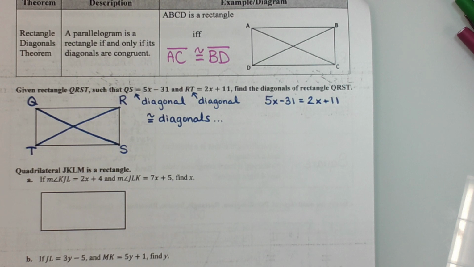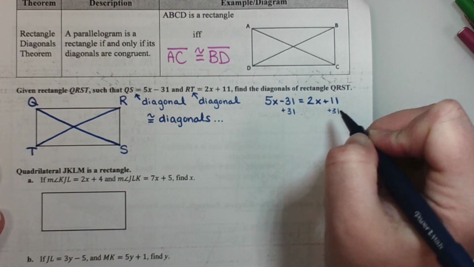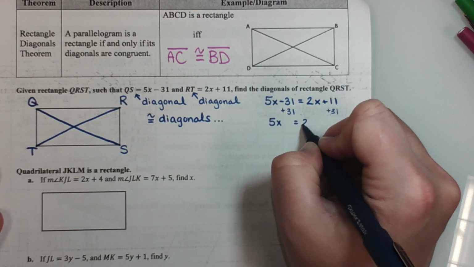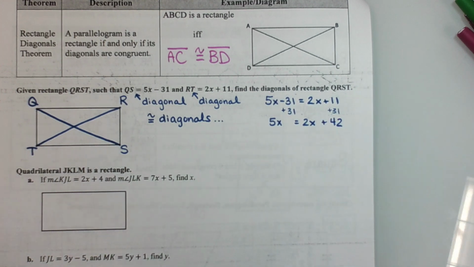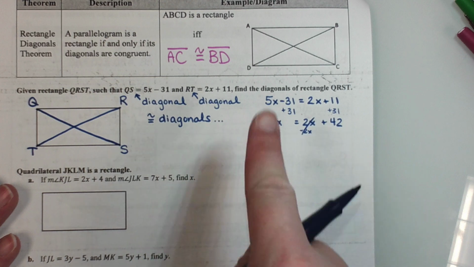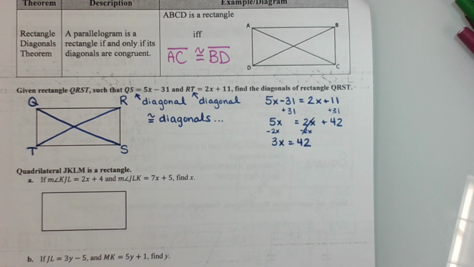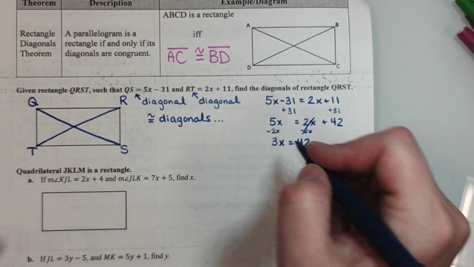Haley, if I want to solve this, where am I going to start? Adding the negative 31? Okay. 5x equals 2x plus 42. Jada, how would you have me follow that up? Subtract. Technically it's 5x by a 2x when you're doing this, but 3x is equal to 42. Now what? Divide by 3.